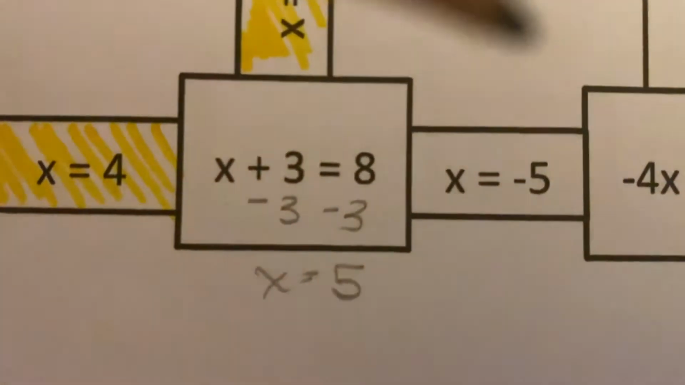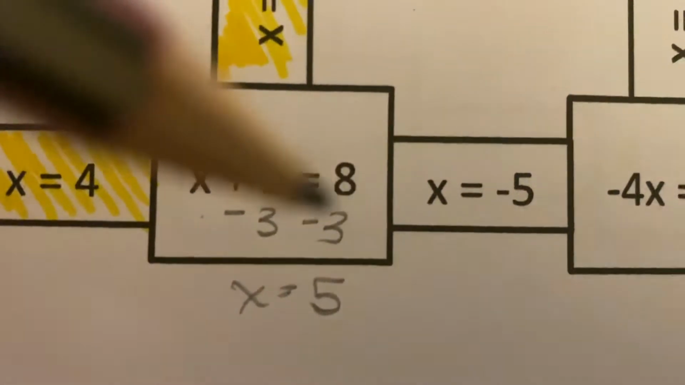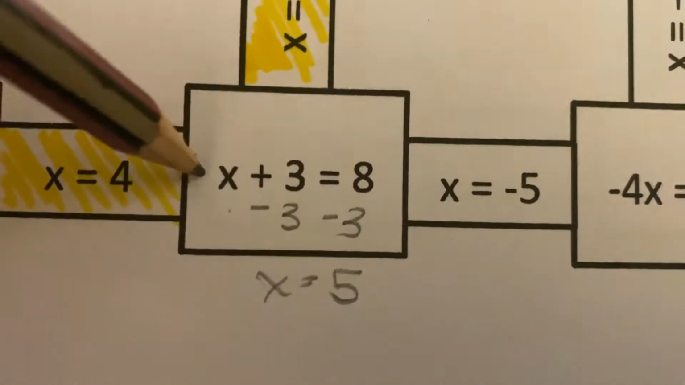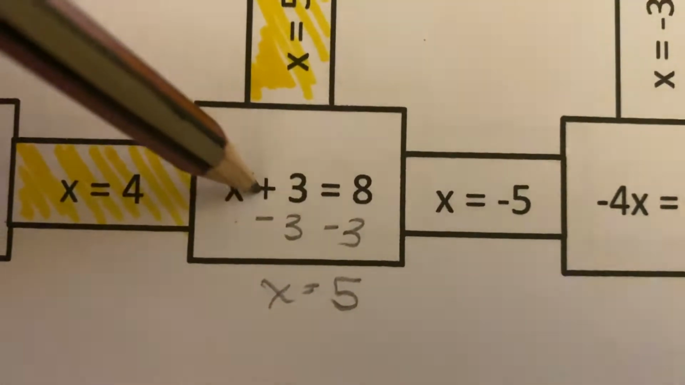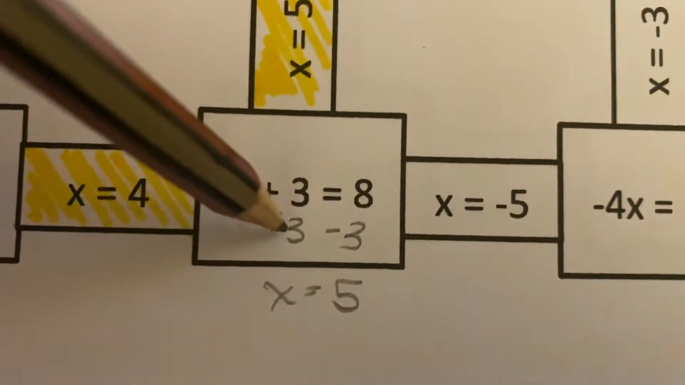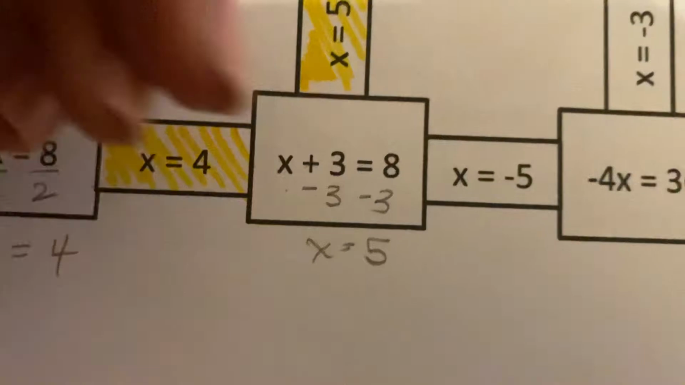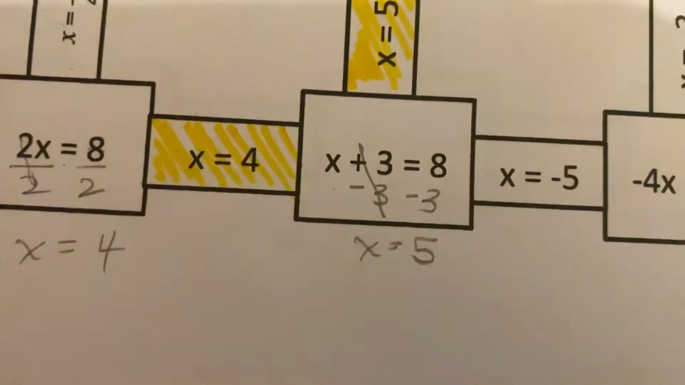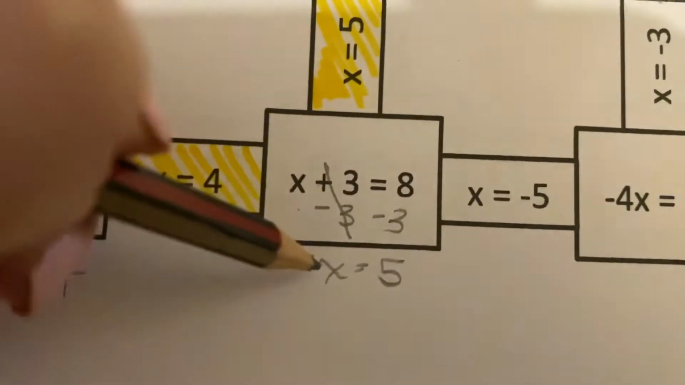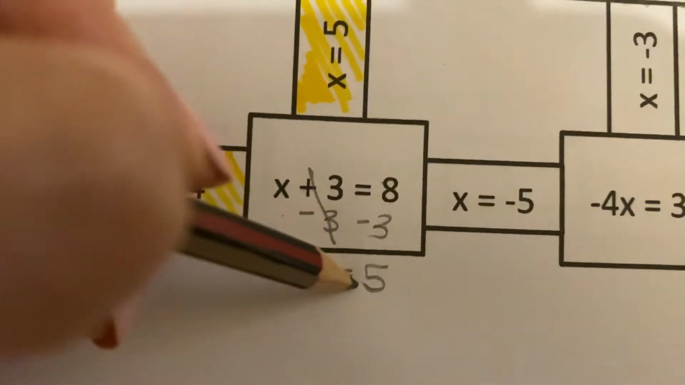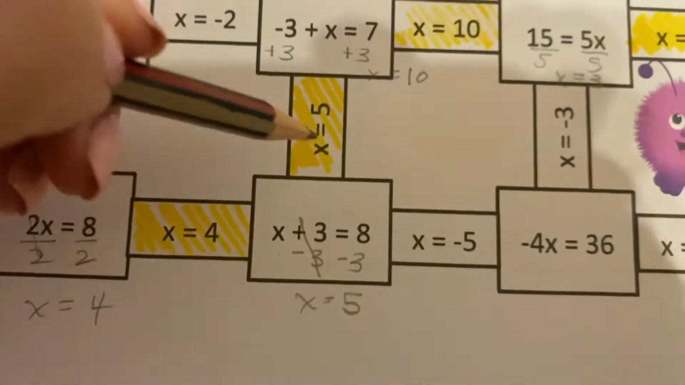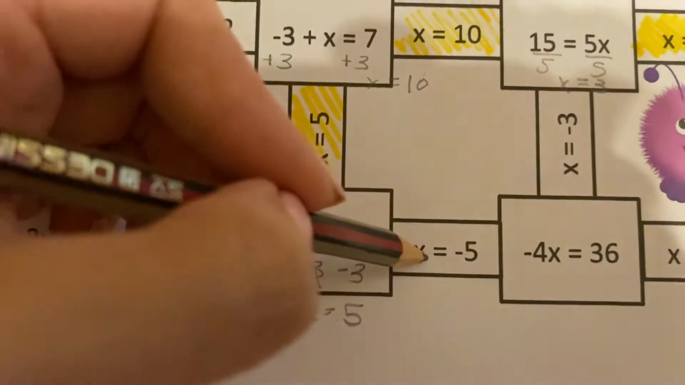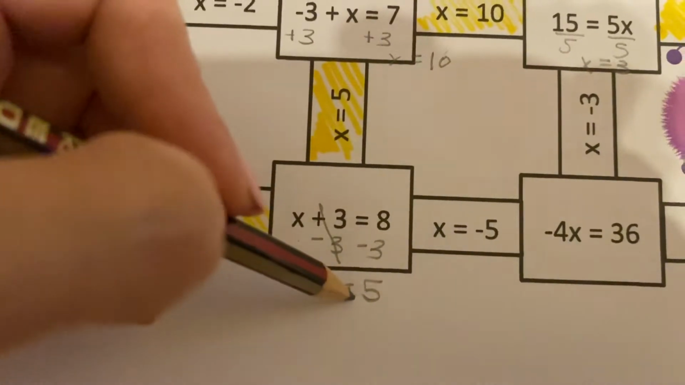So the next problem reads x plus 3 equals 8. Okay, so we need to get x by itself. In order to do that, the opposite of adding is subtracting. We need to subtract a 3 on each side. Okay, so positive 3 minus 3 gives us 0. Let's go ahead and bring the x down, and 8 minus 3 is 5. Okay, so we have two options. X is equal to positive 5 or x is equal to negative 5. We got a positive 5 here.